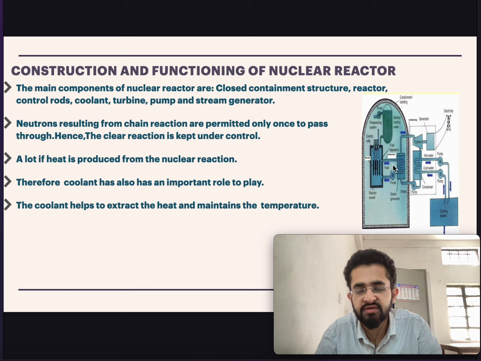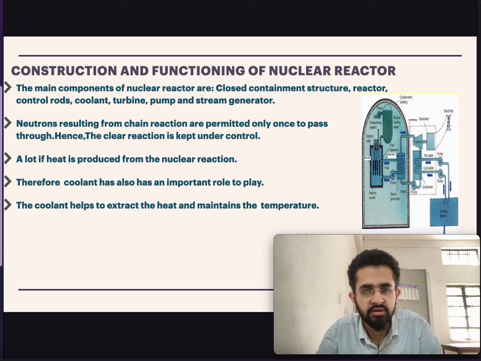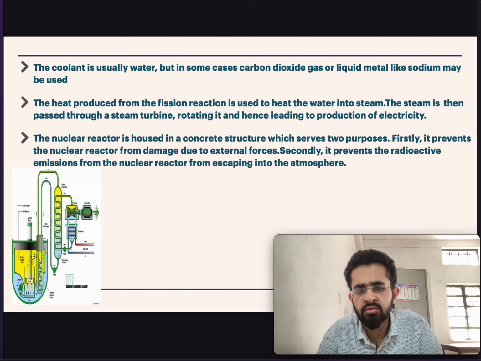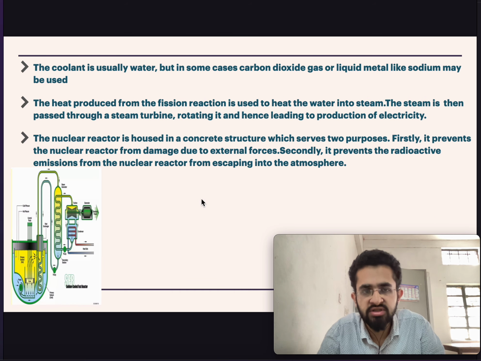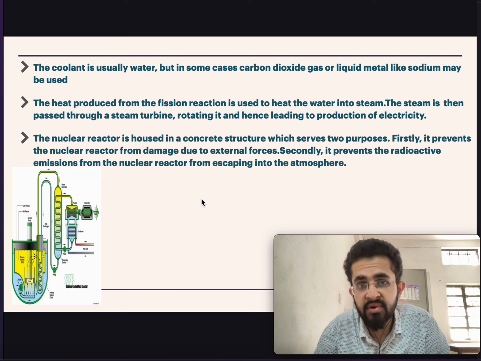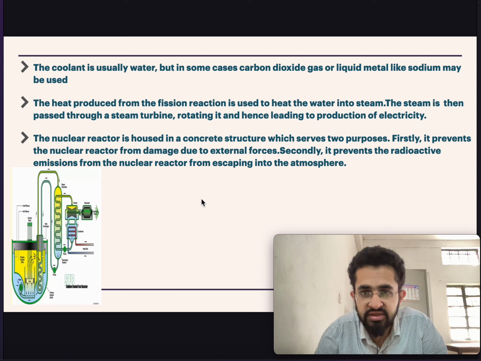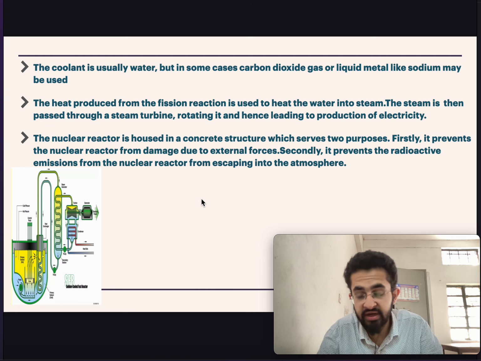So here is the rough schematic. There's water for coolant, and there's this part where all the processes occur. I'm going to talk a bit more about coolant. The coolant is usually water, but in some cases, carbon dioxide gas or liquid metal like sodium may be used. The heat produced from the fission reaction is used to heat the water into steam. The steam is then passed through a steam turbine, rotating it and hence leading to production of electricity.